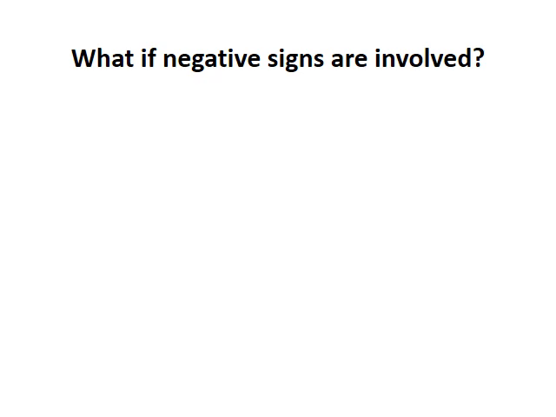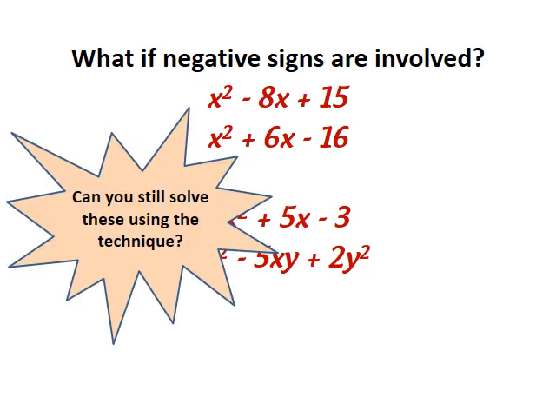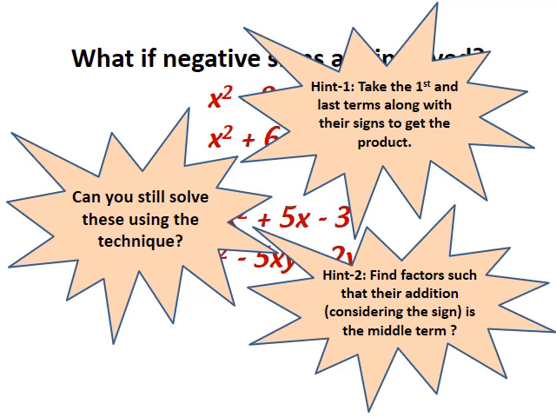In part 3 of this series, I had given you certain expressions that involved negative signs. So we need to find out if the technique that we developed for expressions involving positive signs works for these expressions too. So I'd asked you to solve these on your own. Try to see if the same technique can be used. And I also gave you hints on how to solve these. Hope you have tried solving these quadratic expressions.